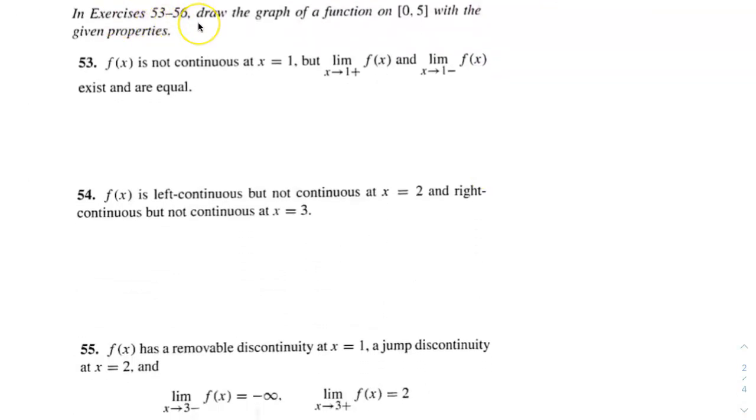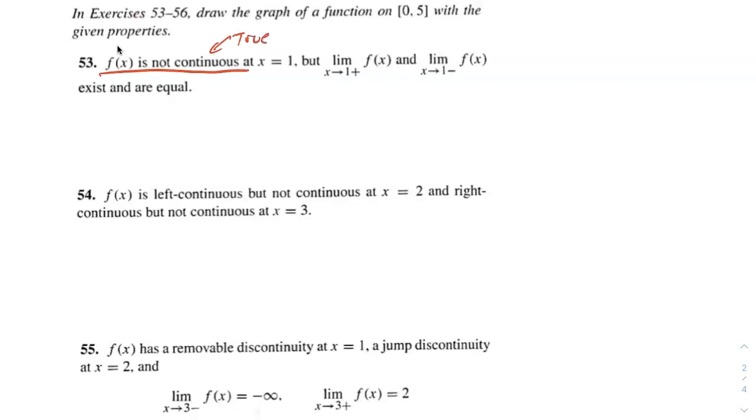So 53 to 56. Draw the graph of a function on 0 to 5 with the given properties. f of x is not continuous at x equals 1, but the limit as x approaches 1 from the right and the limit as x approaches 1 from the left exist and are equal. These are questions I love to give on the quiz and test. So f of x is not continuous. When we do one of these, that part has to stay true.